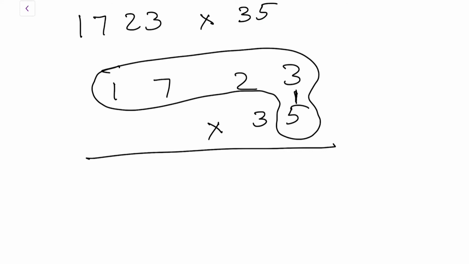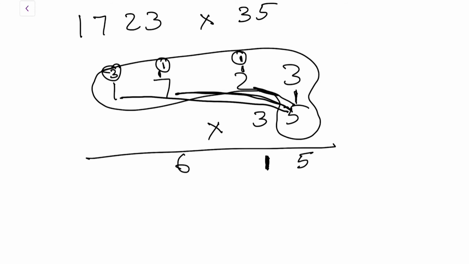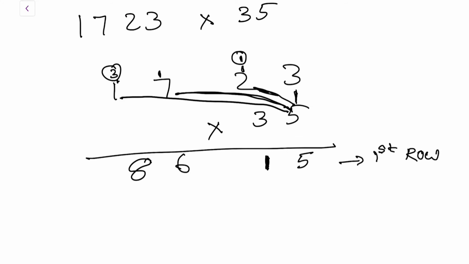5 into 3, 15. 1 gets carried over. 5 into 2, 10. 10 plus 1, 11. 1 gets carried over. Then 5 into 7, 35. 35 plus 1, 36. 1 gets carried over. Again 5 into 1, 5. 5 plus 3, 8. That's it. You got your first row. You're done with first row.